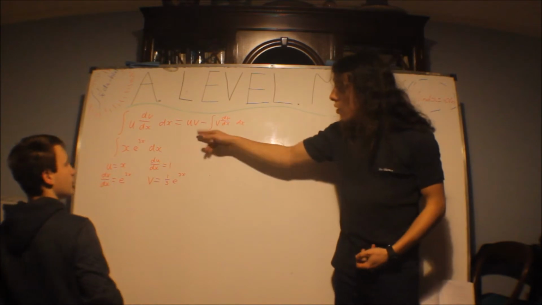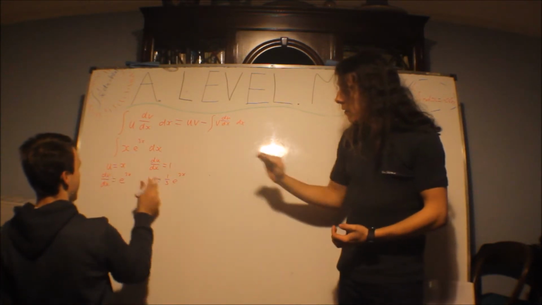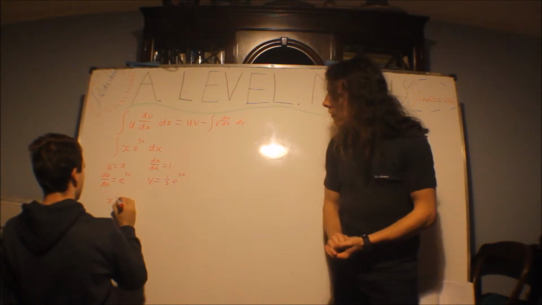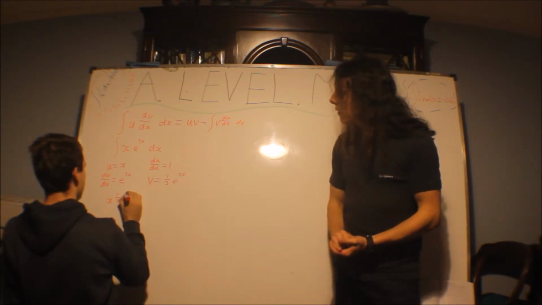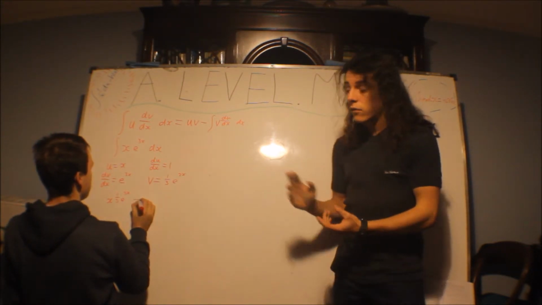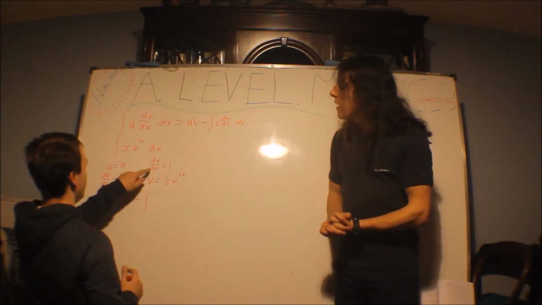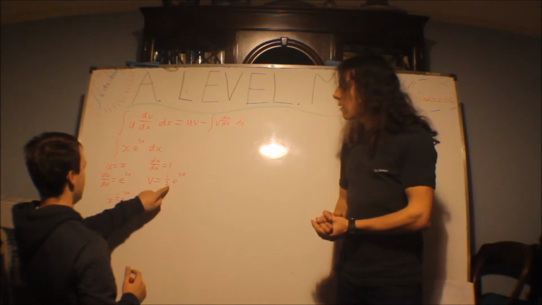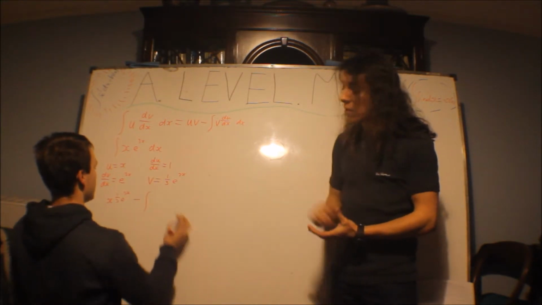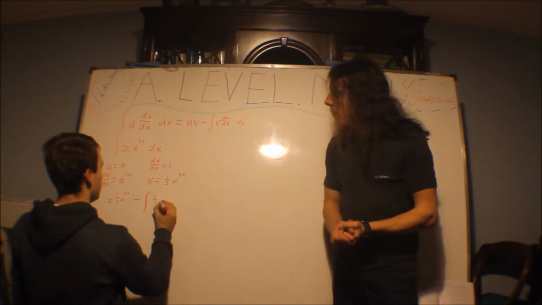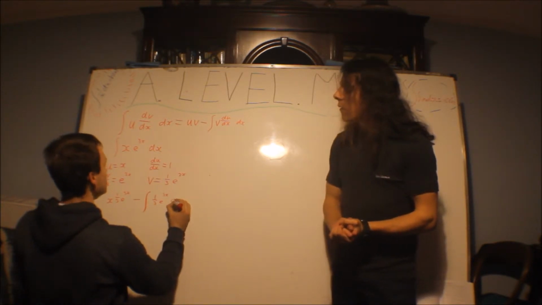So now we have uv, that's the first thing we need to do, x times a third e to the 3x. Then minus the integral of v times du/dx. du/dx is just 1, so it just becomes the integral of v, which is the integral of a third e to the 3x dx.